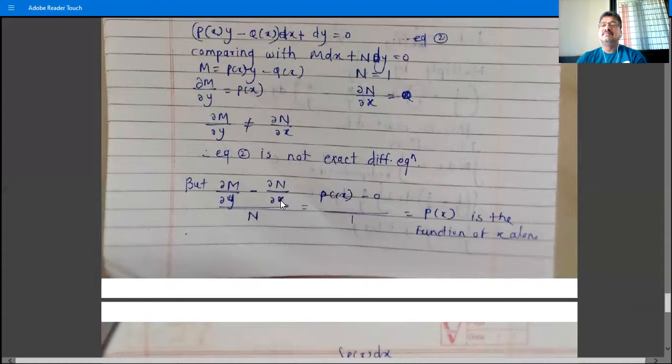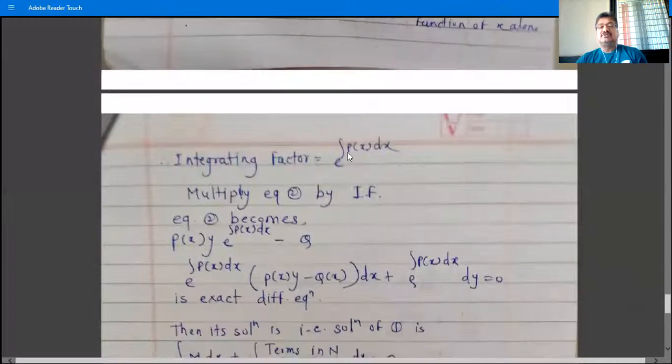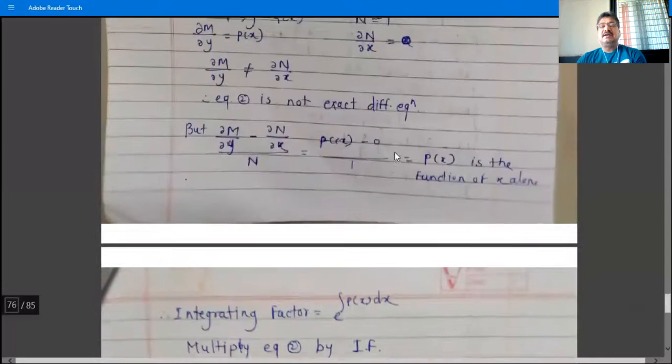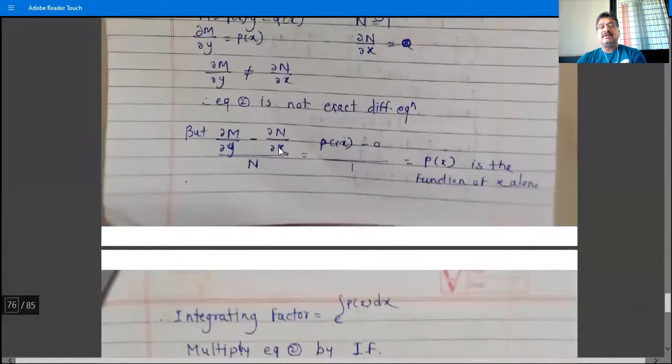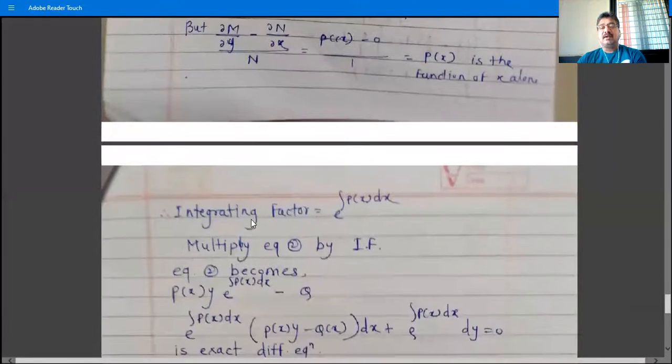There are 5 rules. In all there are 6 methods: the inspection method and 5 rules to obtain the integrating factor. So one of the rules is applicable here. Why is e raised to the integration of P(x) dx the integrating factor? Because (∂M/∂y - ∂N/∂x)/N is a function of x alone, and therefore the integrating factor is e raised to the integration of P(x) dx.